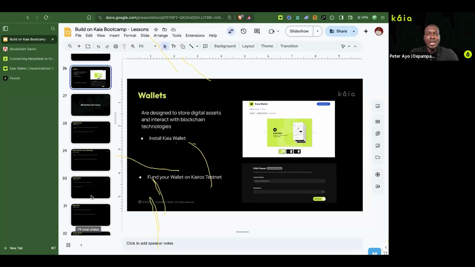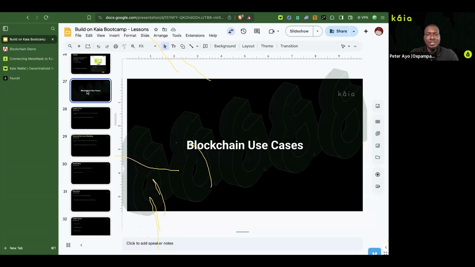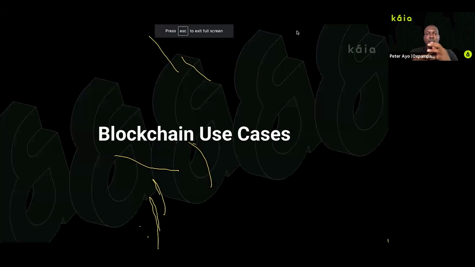The last on the list for today's class is blockchain use cases. We've been talking about quite a number of things. We've talked about the overview, what is blockchain, what are blocks, how they are chained together. We talked about blockchain core components, cryptography, consensus algorithms, distributed networks, and also smart contracts and the pros and cons. And now the next on the list is to talk about blockchain use cases.